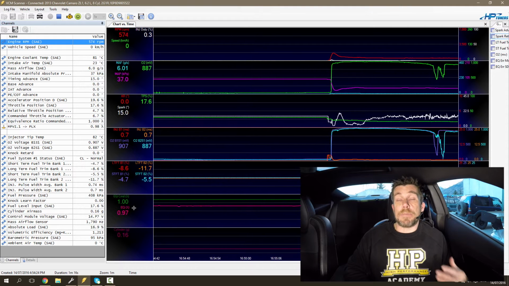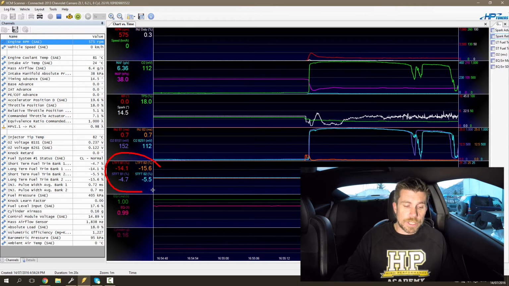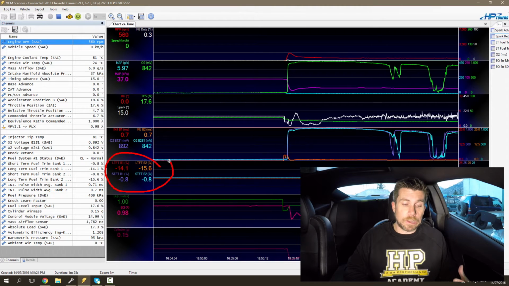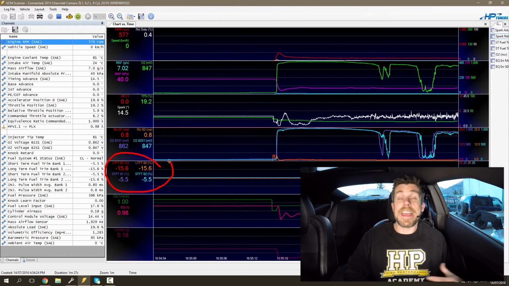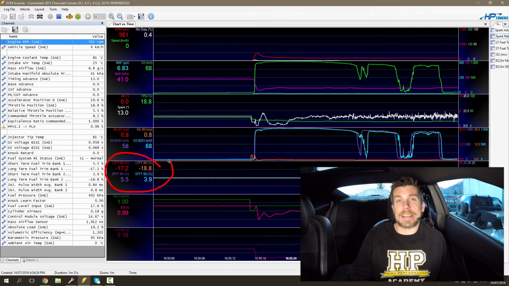Now you can see that our measured lambda is moving back towards our target, but the reason for that is that our short-term and long-term fuel trims have now kicked in, and you can see that our long-term fuel trims are currently sitting at negative 15% in order to get us back to our target lambda.